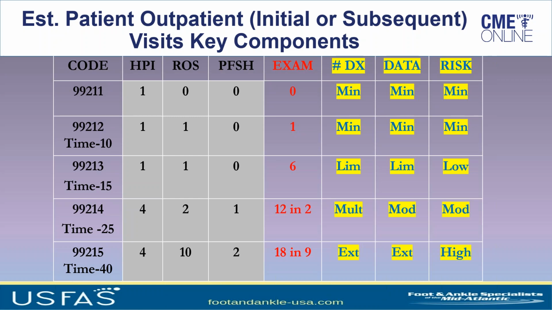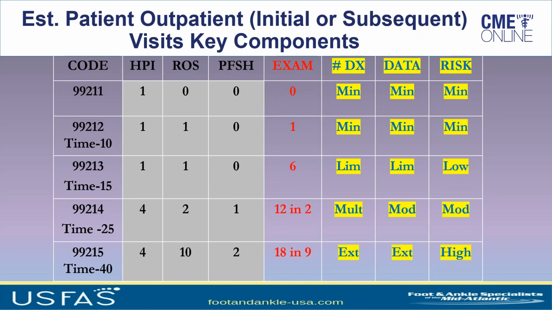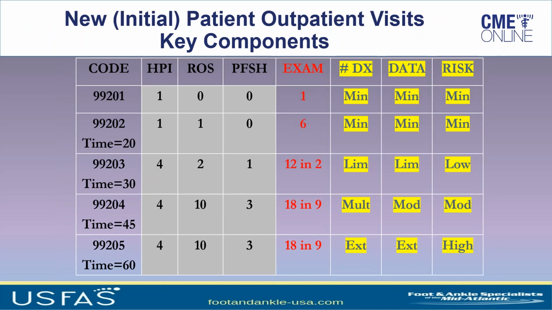You'll see the level 4 visit is 4, 2, and 1. It exactly mirrors the same thing as the 99203. So if you bill 99203s, you should bill some 99214s based on having 4 HPI, 2 review of systems, 1 past, family, surgical, or social history. You'll see that the exam component is the exact same thing in a level 4 visit, 99214, 12 and 2, as the 99203 is 12 and 2.